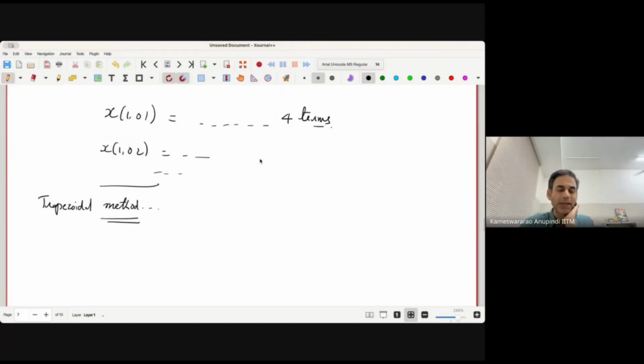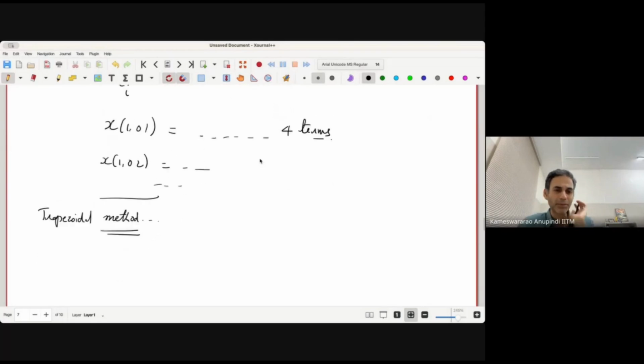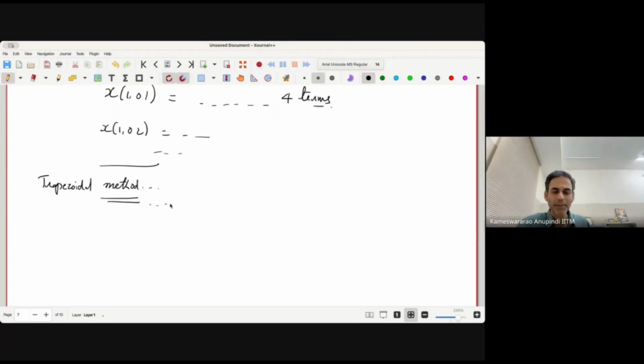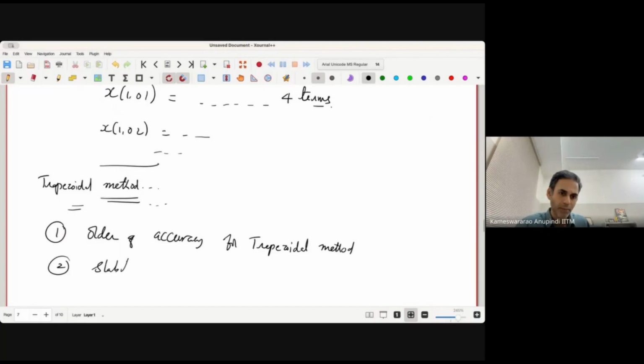Next, what we have is establishing the order of accuracy for the trapezoidal method, that it is second order accurate. And then we will proceed to look at the stability analysis for these solution methods. So that is what is coming up next: establishing order of accuracy for the trapezoidal method, and then stability of the methods. That is what we will take up in the next lecture.